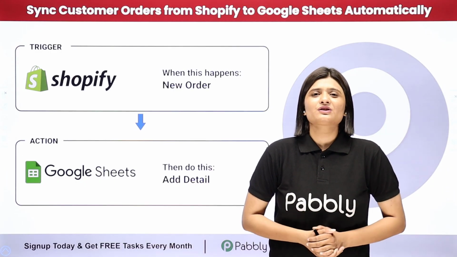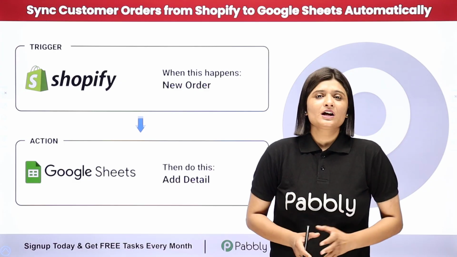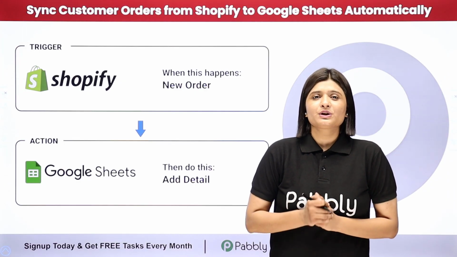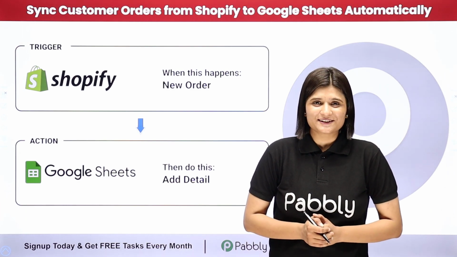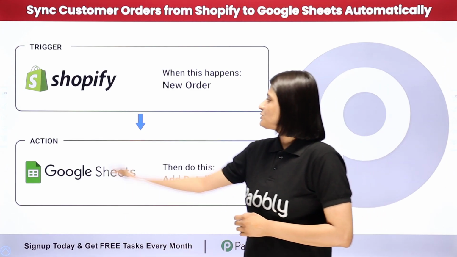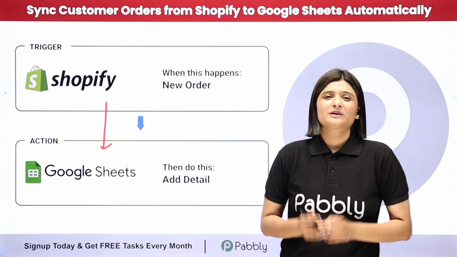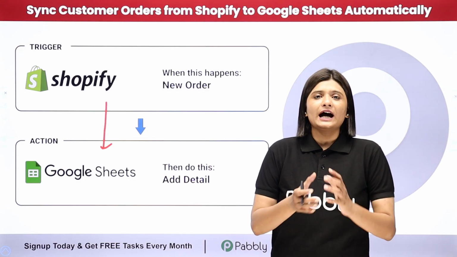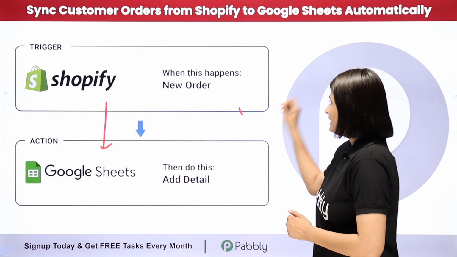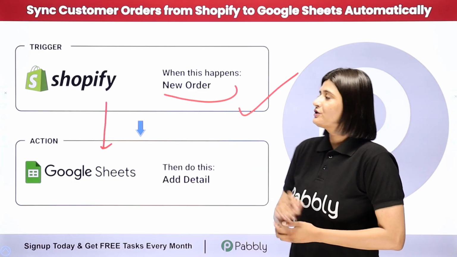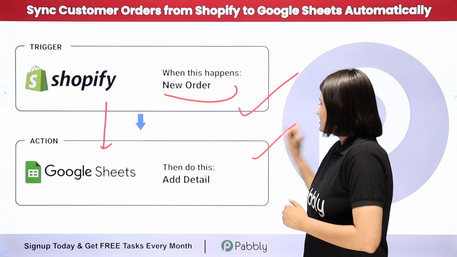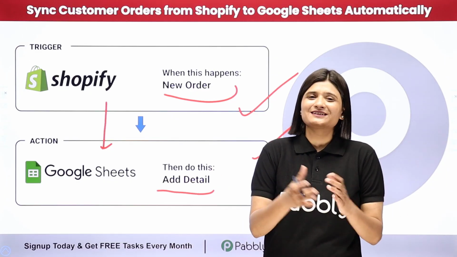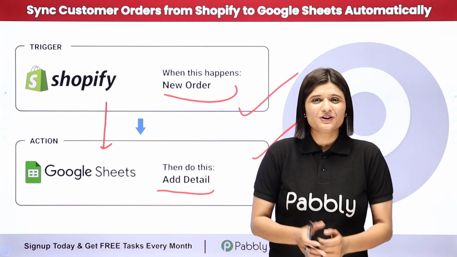And to do this automation, I'm going to use Pabbly Connect. So Pabbly Connect is an amazing automation and integration software which requires no coding or programming skills. Here I just need to build a connection between Shopify and Google Sheets. With the help of Pabbly Connect, I'm going to build this connection in such a way that whenever I'm going to receive a new order from Shopify, automatically that order detail will be added to my Google Sheets spreadsheet. Now if you want to learn the step-by-step process, then let me take you all to my screen.